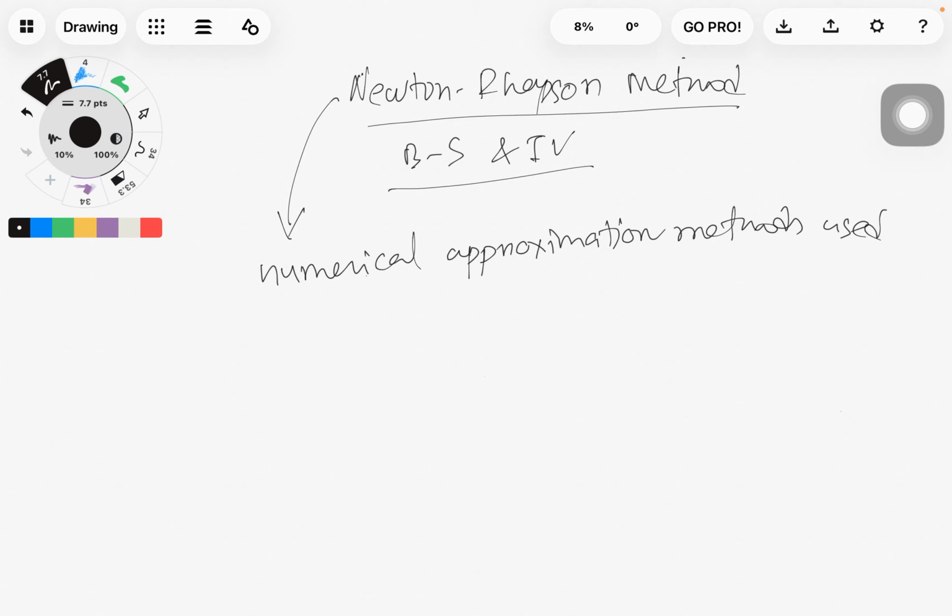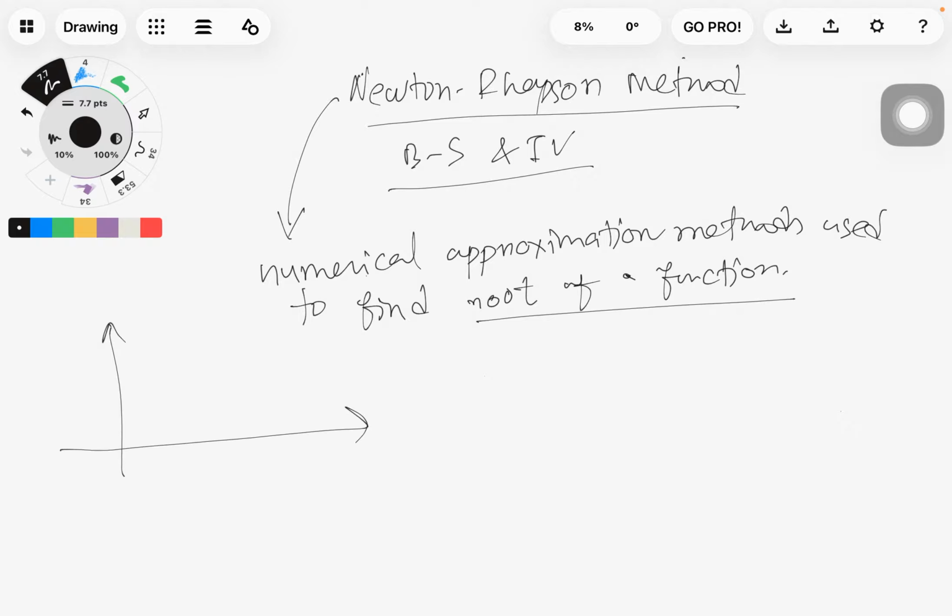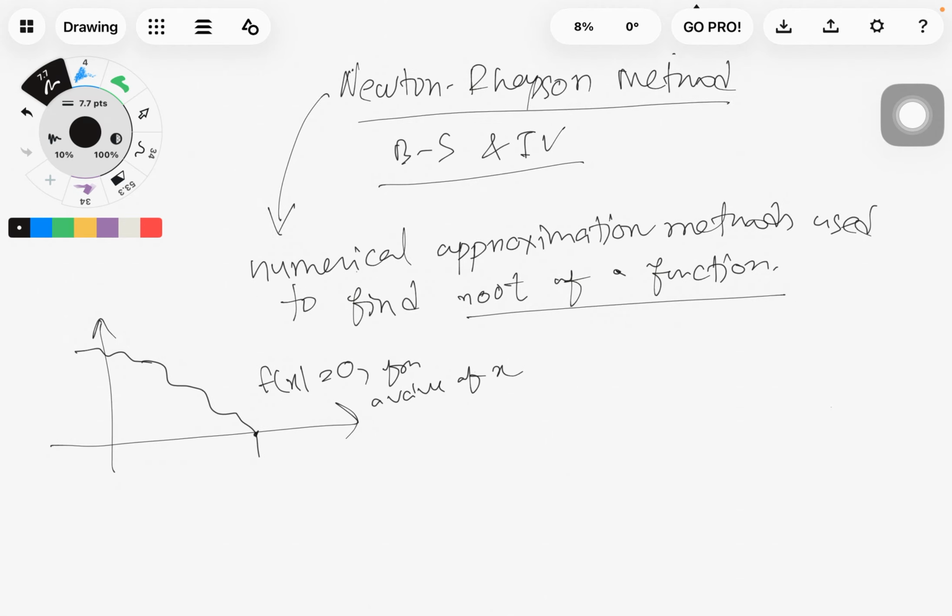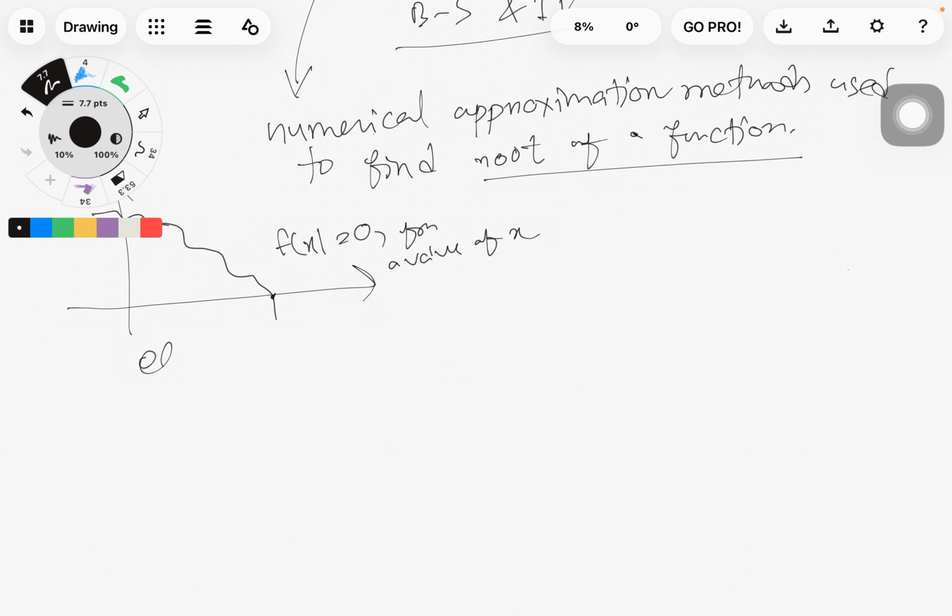used to find root of a function. Now, what is root of a function? Well, root of a function is the value of x for which f(x) becomes 0. To understand this, let's take an example.